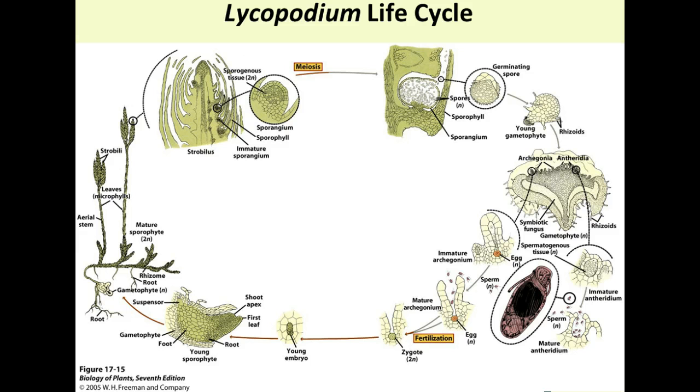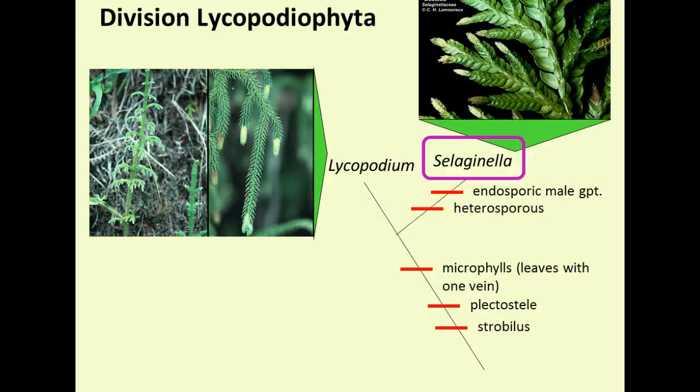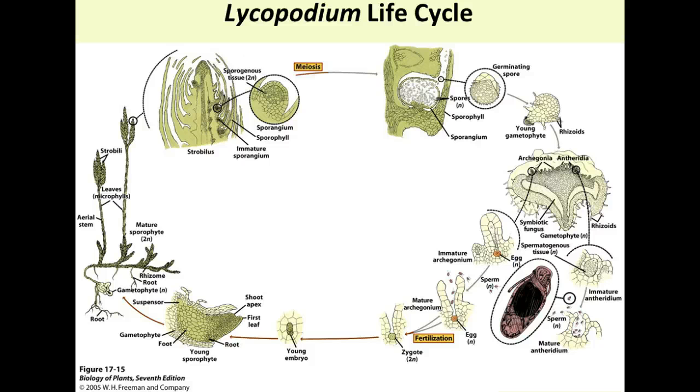Okay, let's go through the lycopodium life cycle. So let's start with our strobilus here. Our strobilus is going to contain sporangia borne on sporophylls, and through meiosis is going to produce spores. They're all the same size, so this is homosporous.